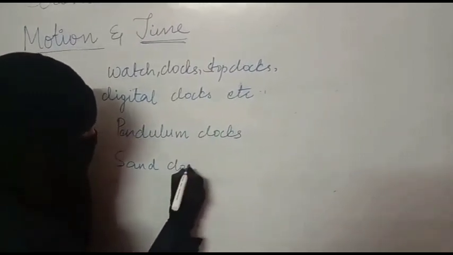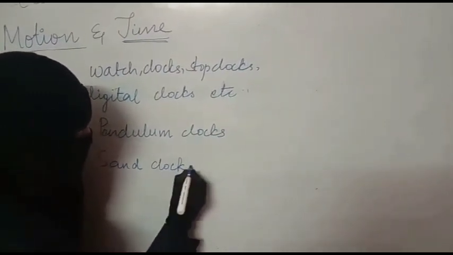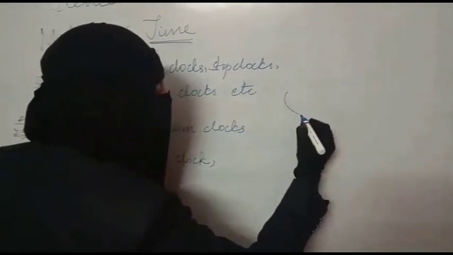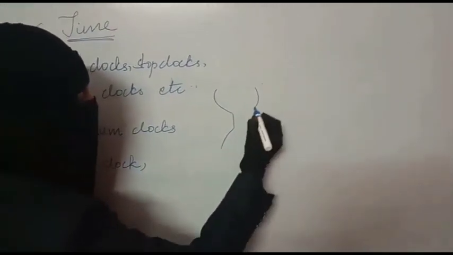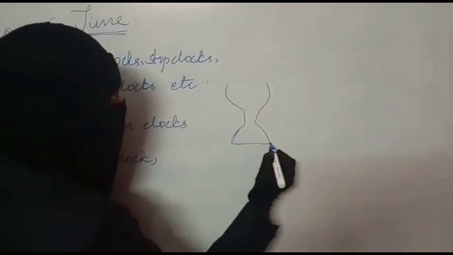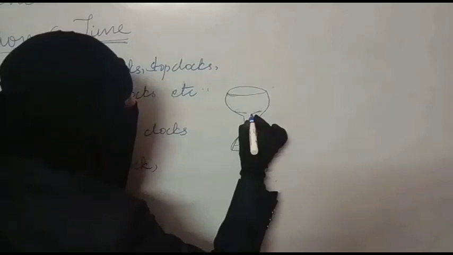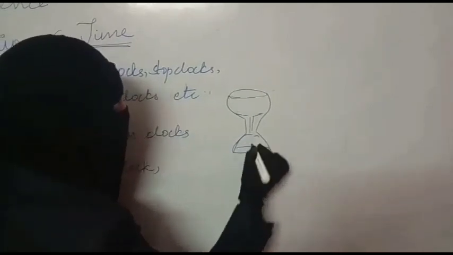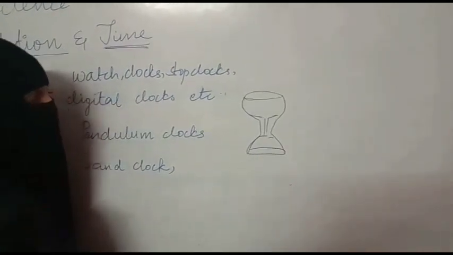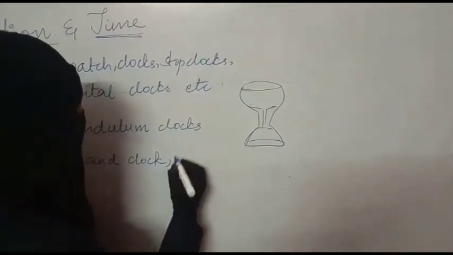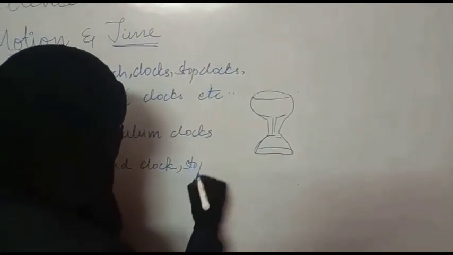Sand clocks you can usually see in TV dramas and old movies. It has a shape like this, a little bit, not exactly. The sand runs out from the top and enters into the second one. It is a little bit similar to this. You can find a sand clock. And not only that, they used water clocks and then even stop clocks also.